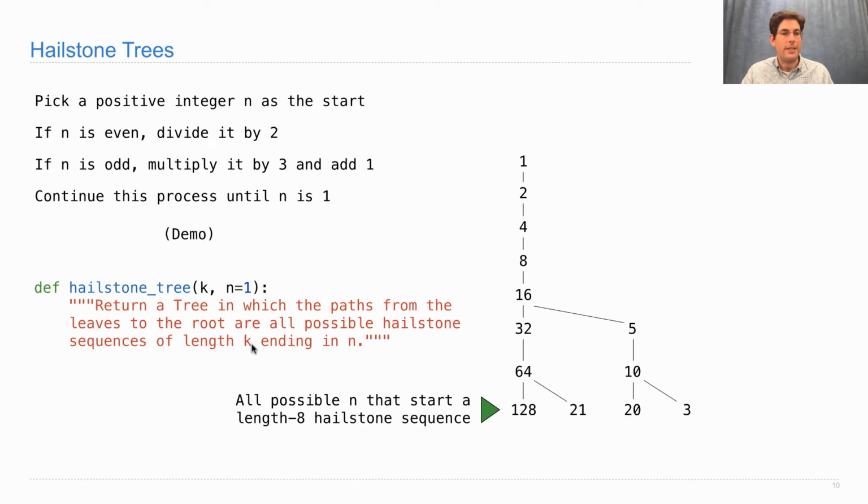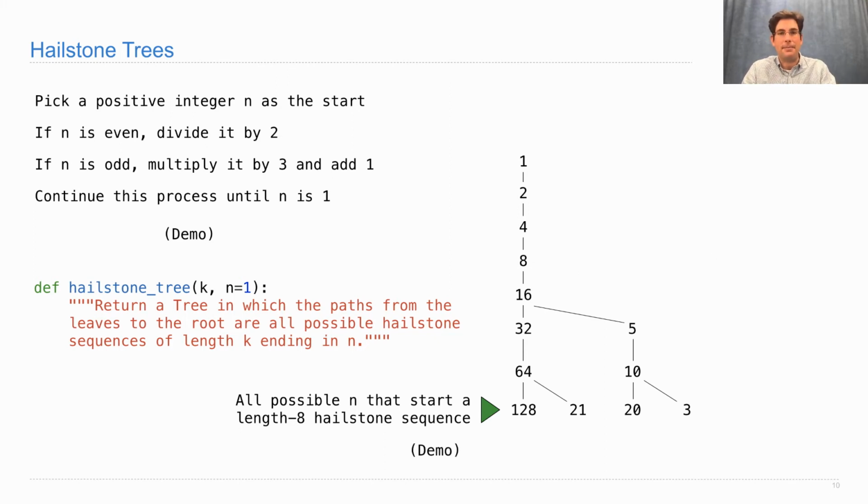All of that should have sounded reasonable except for this ending in n part. Isn't it the case that all hailstone sequences end in 1? That's true. All complete hailstone sequences end in 1. But if we define this function where we can end in any particular value n, then I can make a recursive statement. The hailstone tree of everything ending in 8 includes the hailstone tree of everything ending in 16. So that's where we'll use the n, is to say I want a partial tree that doesn't go all the way to the root of the whole thing, but instead just builds one of the branches.